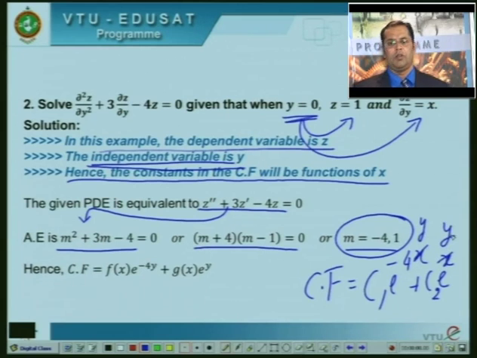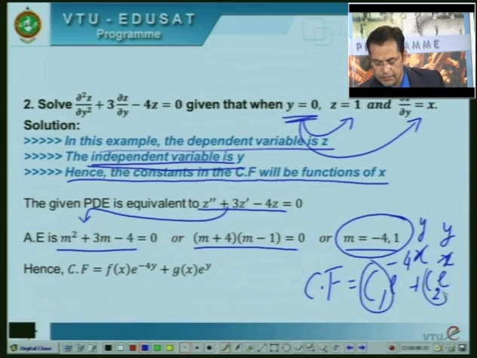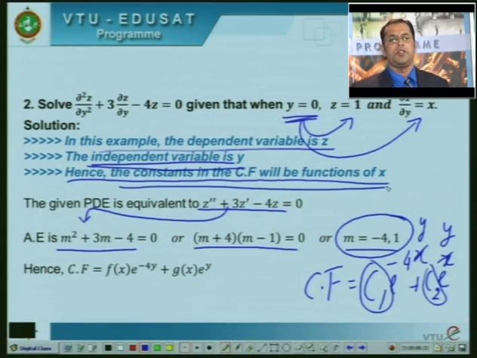That is the first thing to note. Okay. Second, the constants C1 and C2 should be functions of x, because the independent variable is y. So, the CF should contain functions of x as constants.